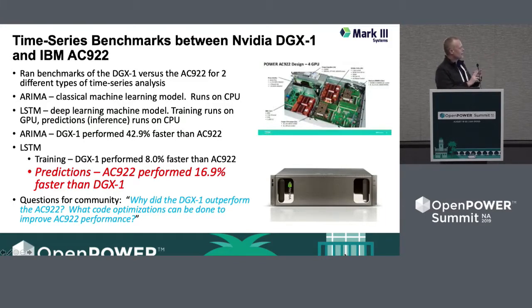So I did 2 different kinds of models. I did ARIMA, which is just a standard machine learning algorithm for time series detection. It just runs on the CPU. And then I did something called LSTMs, which is a type of recurrent neural network. The training for it happens on the GPU, and then the inference or predictions happens on the CPU. And it was kind of interesting what I found.